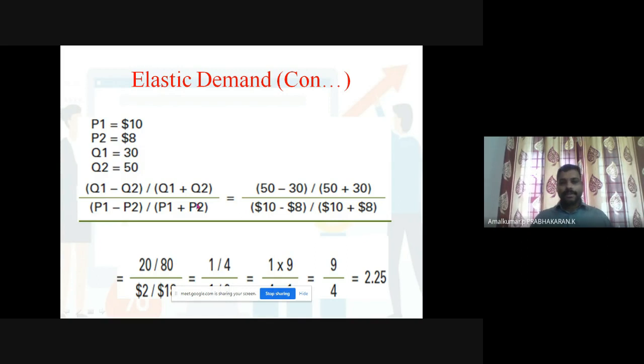Based on this equation, solving it, we get 2.25 as the elasticity coefficient, or elasticity of demand. So this is the equation for calculating the elasticity of demand, the changes in quantity demanded due to changes in price. We write Q1 minus Q2 divided by Q1 plus Q2, the whole divided by P1 minus P2 divided by P1 plus P2. We got this 2.25 elasticity coefficient.